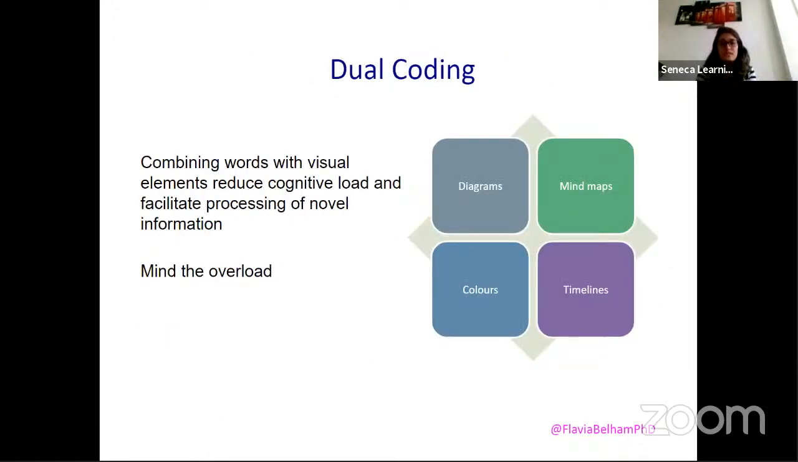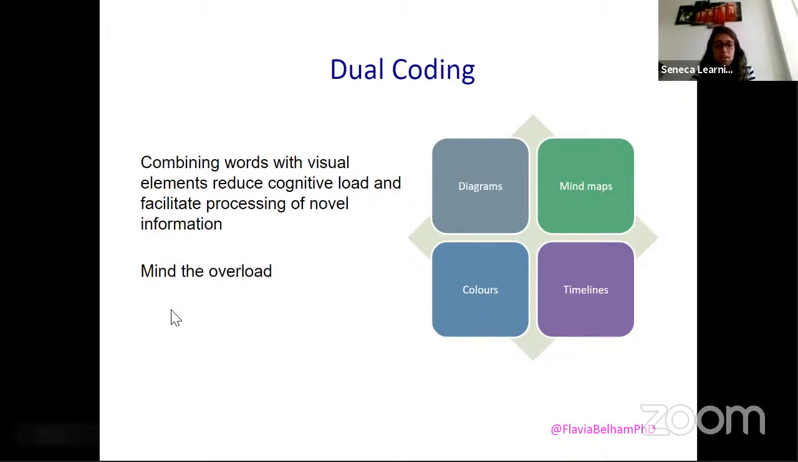And then dual coding is the last one, which is the idea of combining words with visual elements. So Anne already said that, infographics are one example. I don't even have them here, but they're one example. Diagrams, mind maps, timelines, anything that you do combining words with visual elements is dual coding, and it makes it easier for the brain to process information.